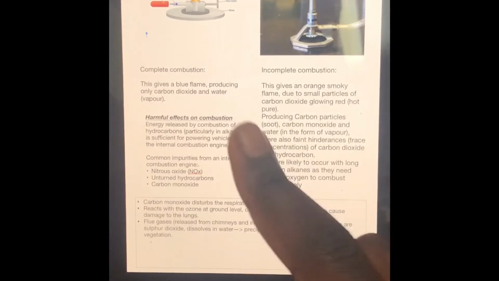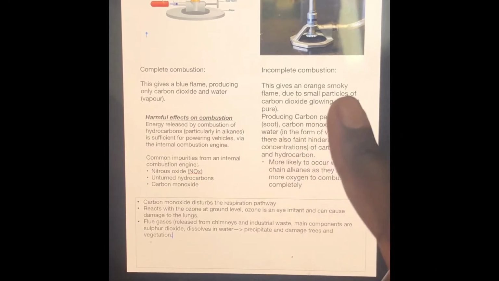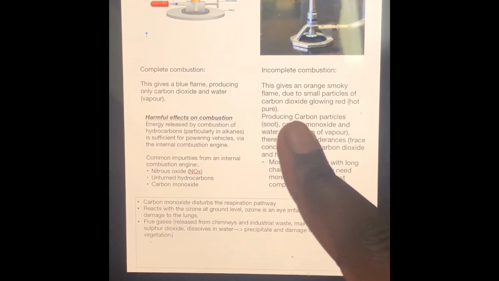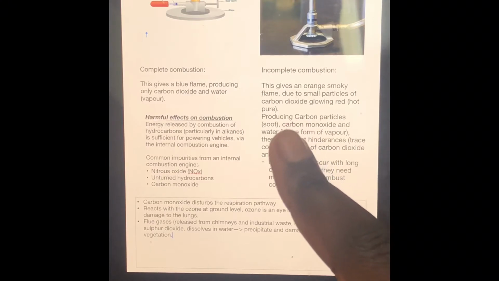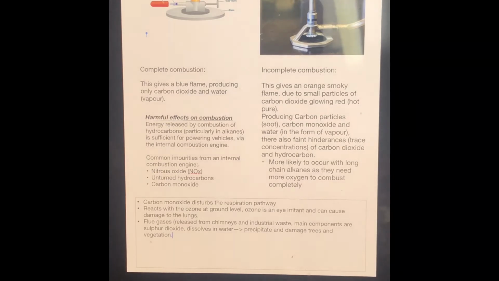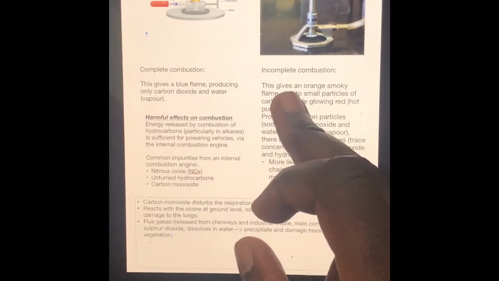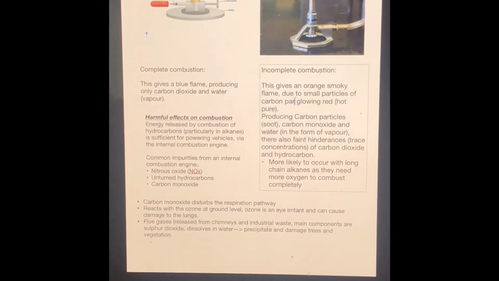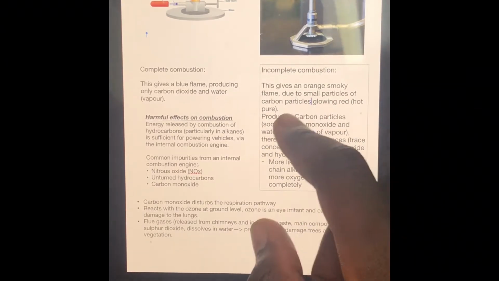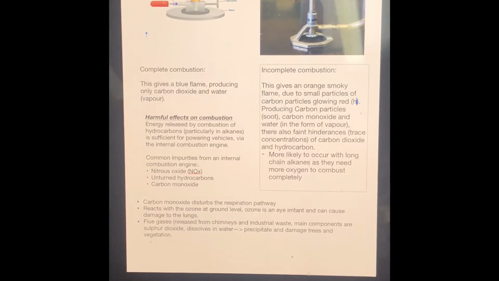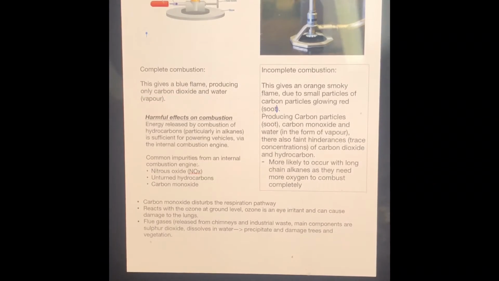So it gives an orange smoky flame due to small particles of carbon glowing red. I wrote carbon dioxide here, but it should be carbon particles. Let me correct that. Soot.